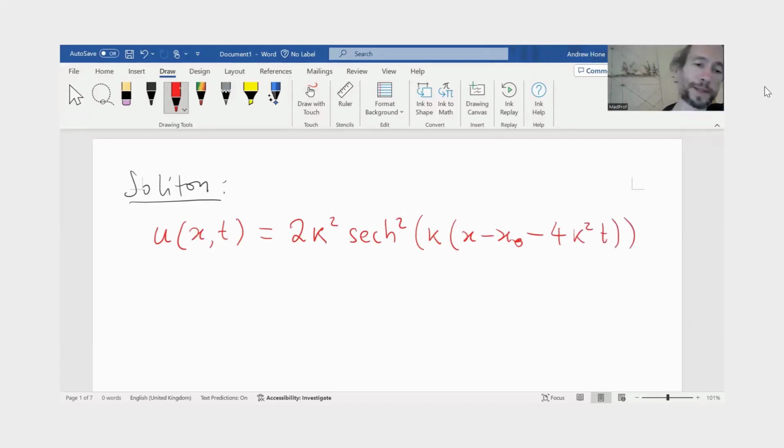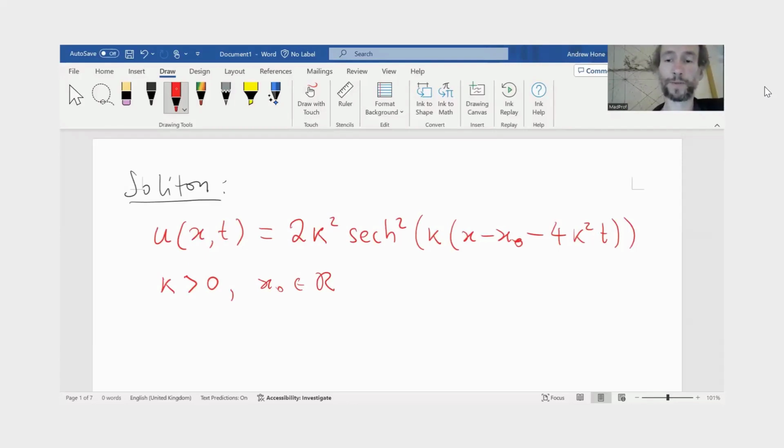So one of them is this parameter kappa, which we can take to be positive, and then x naught is another real parameter, which describes the position of the soliton at time t equals 0, while kappa tells you the amplitude and the velocity of the soliton.